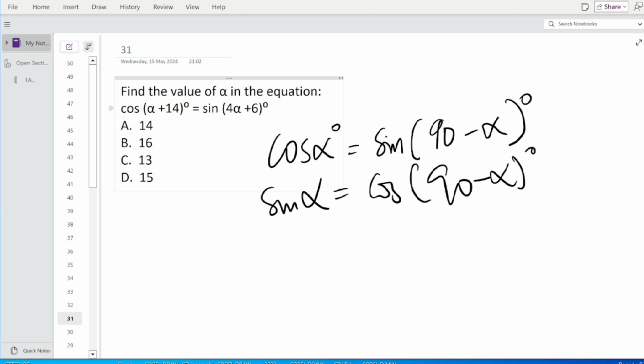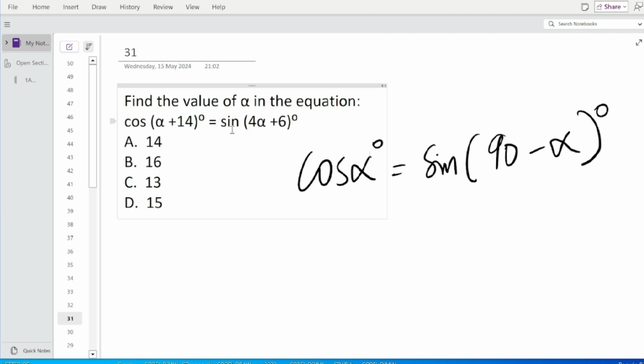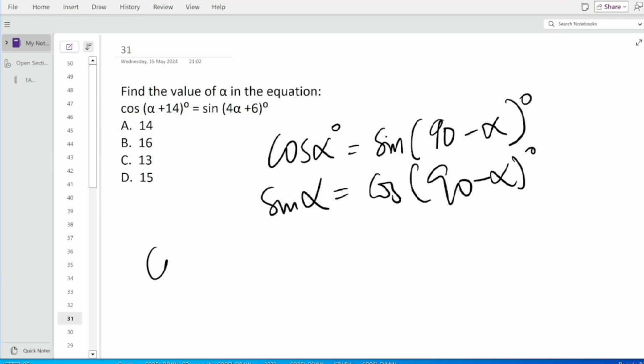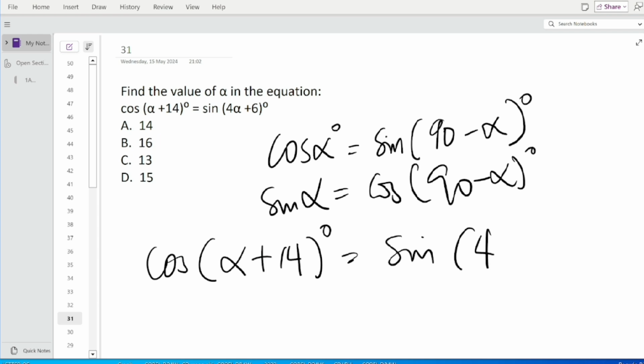One is in cos and one is in sine. You have to make both of them the same. Like this is cos, this has to be cos, and if you want this sine, this has to be sine. So let's make this cos. So we have cos (alpha plus 14) equals sine (4 alpha plus 6 degrees).